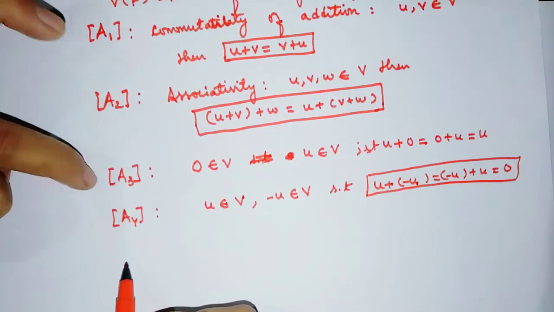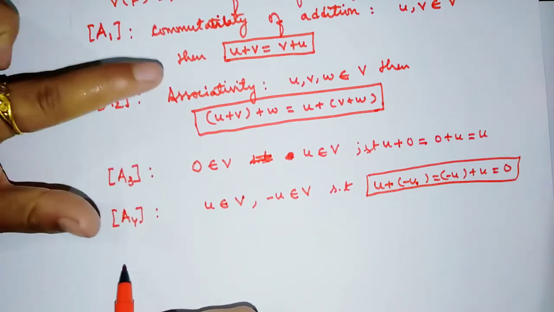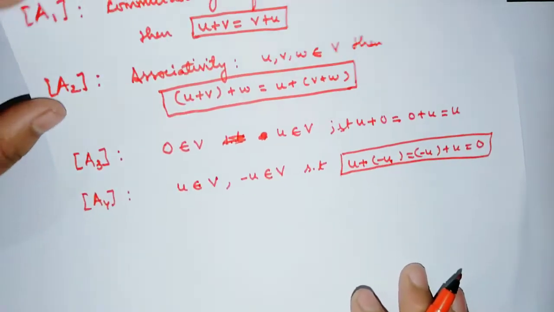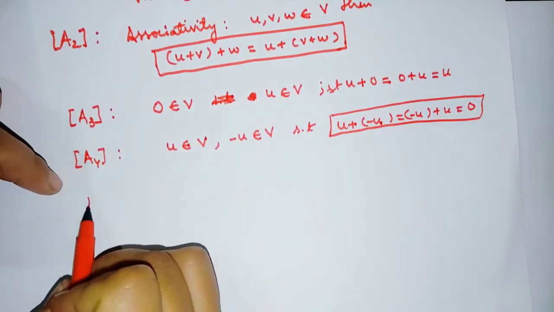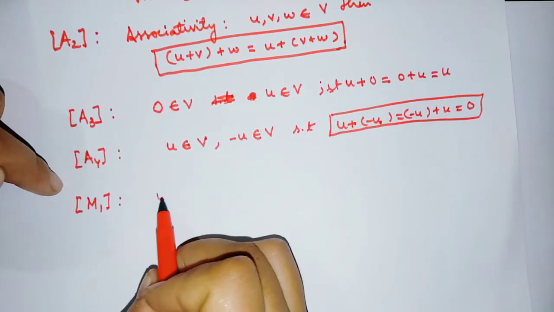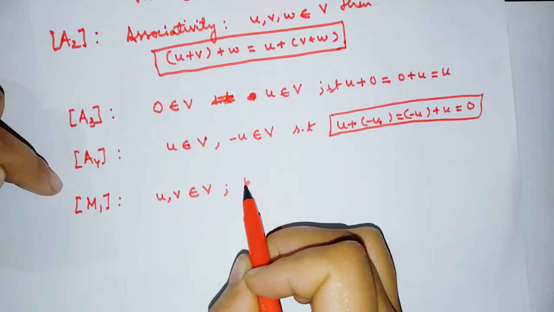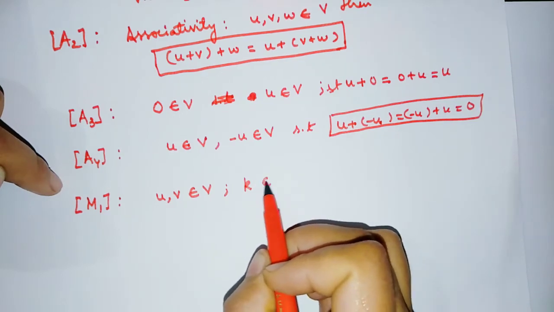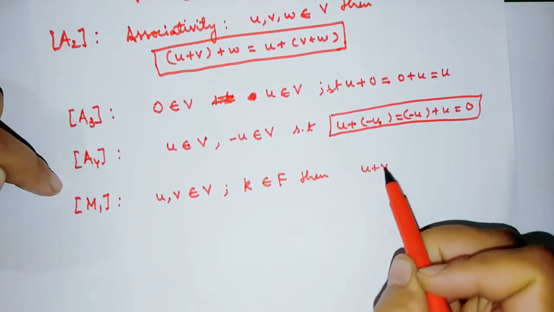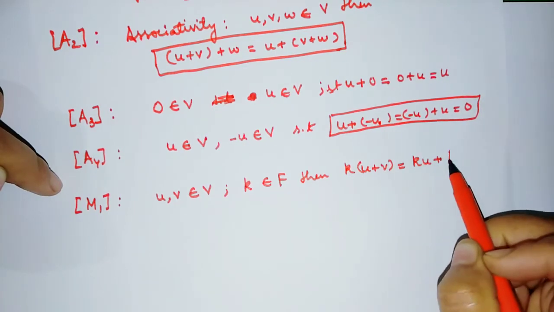A1, A2, A3 and A4 are for addition. So we are left with the multiplication. Let's denote that one by M. Let's say M1. Now, first take two vectors u and v from V, and take a scalar, say k, from F. Then add these two vectors and multiply with the scalar. This one should equal ku plus kv.